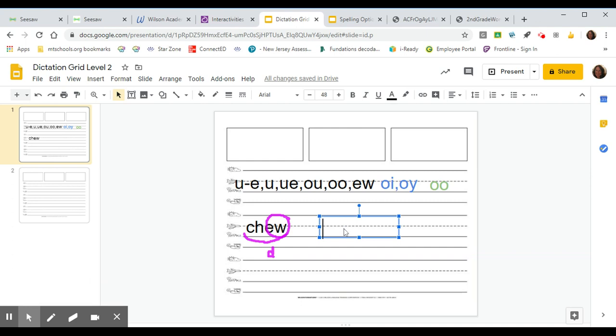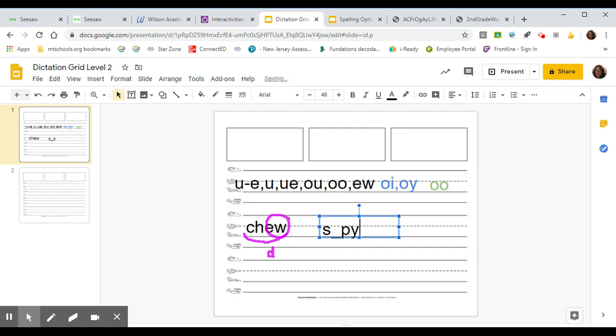And the next word. Next word is soupy. Soupy. What is your base word? The base word is soup. Let's tap that out. Ooh, ooh. And then I said it's soupy. Do you know which suffix makes that E sound?